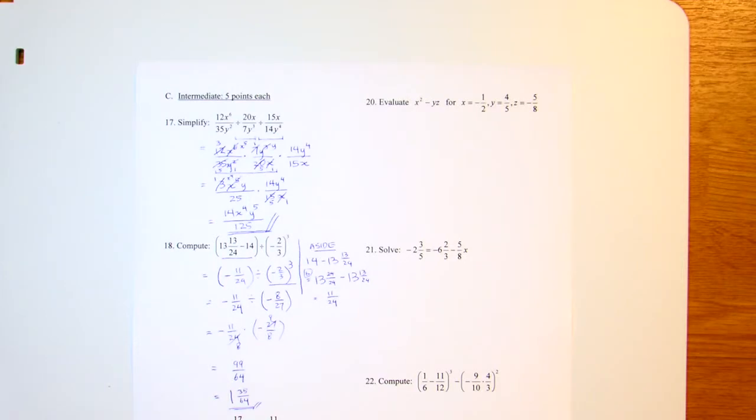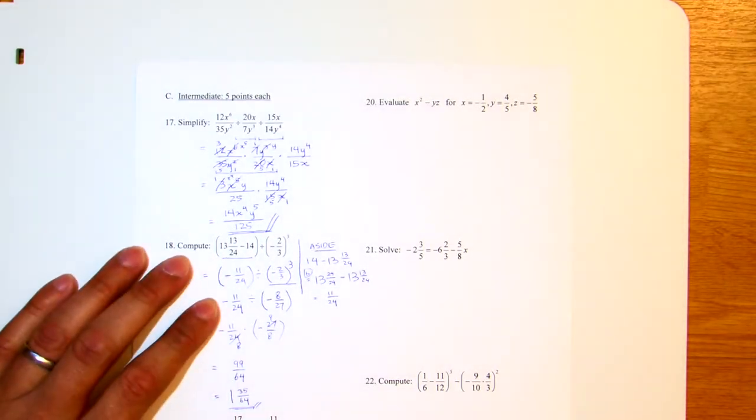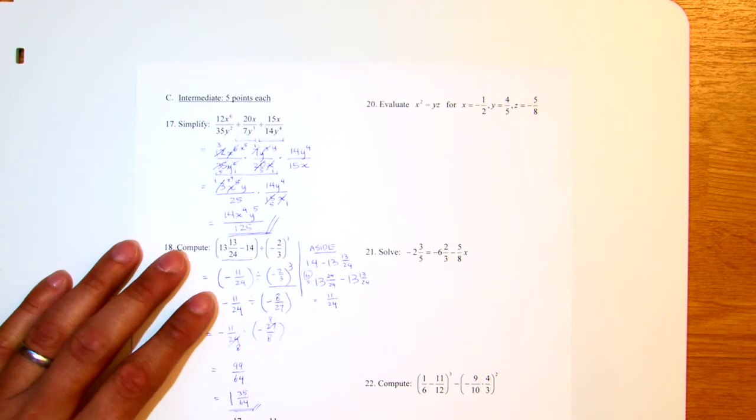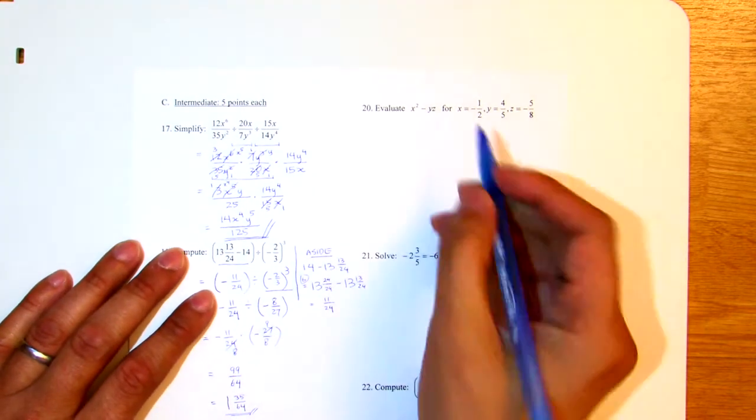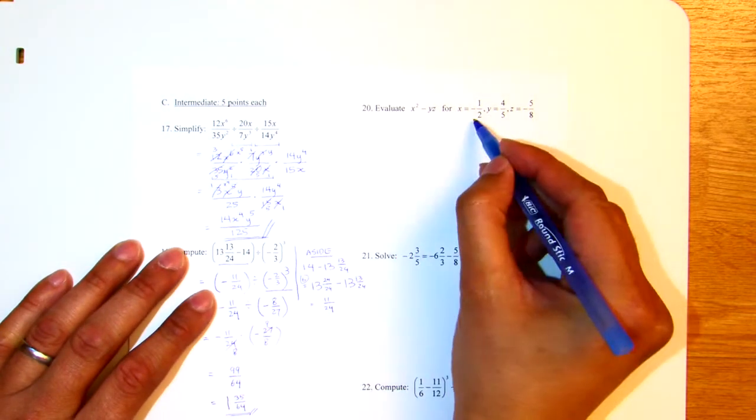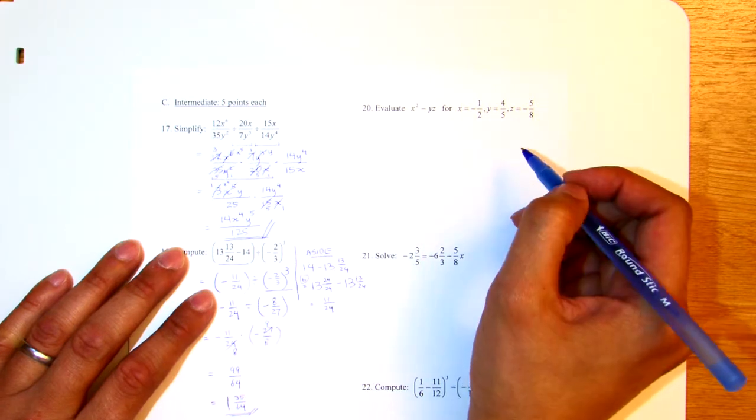We will now work on the 2011 Math 112, Test 2, number 20, number 21, and number 22. Number 20, evaluate this expression with the given value of each variable.